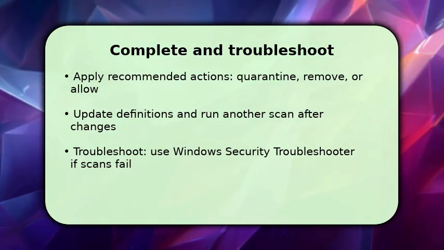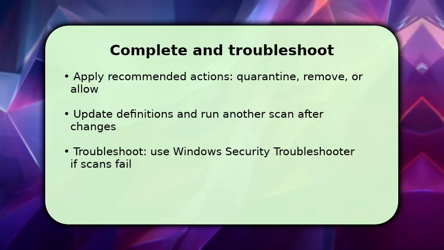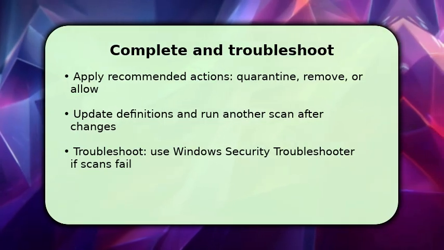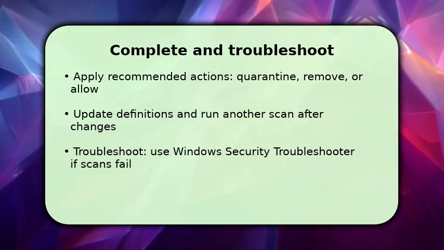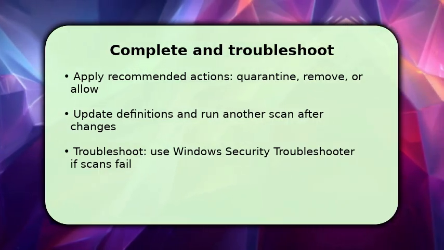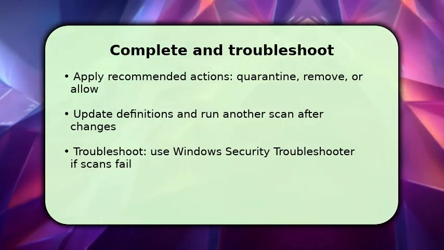This clears immediate risks. Then update definitions and run a follow-up scan to confirm the device is clean because threats evolve rapidly. If something goes wrong, like scans failing or constant warnings, run the Windows Security Troubleshooter and check for pending Windows updates. These often resolve component errors.